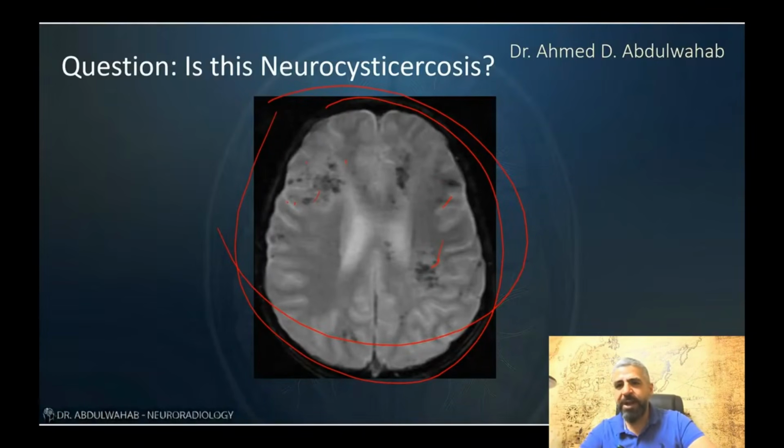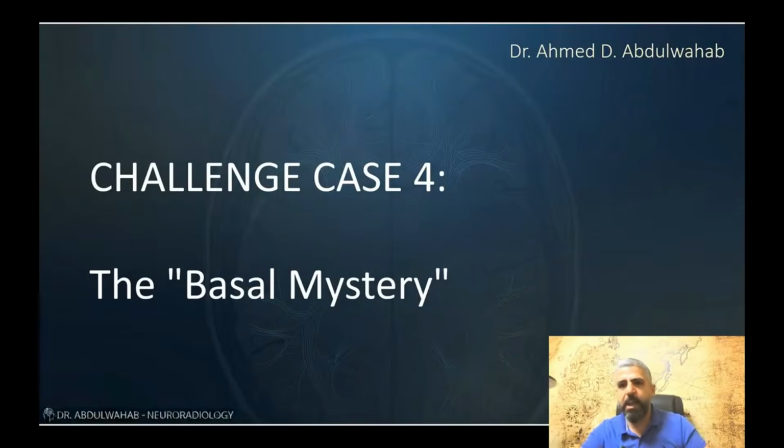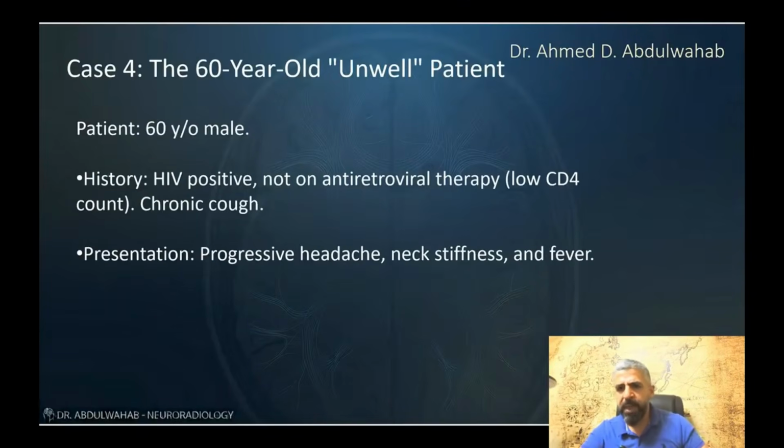Now, let's go to challenge case 4. It's called the basal mystery. Now, detectives, remember rule number 1. The status or the history. This patient has HIV. His CD4 count is low. The door to his brain is open to opportunistic infections.